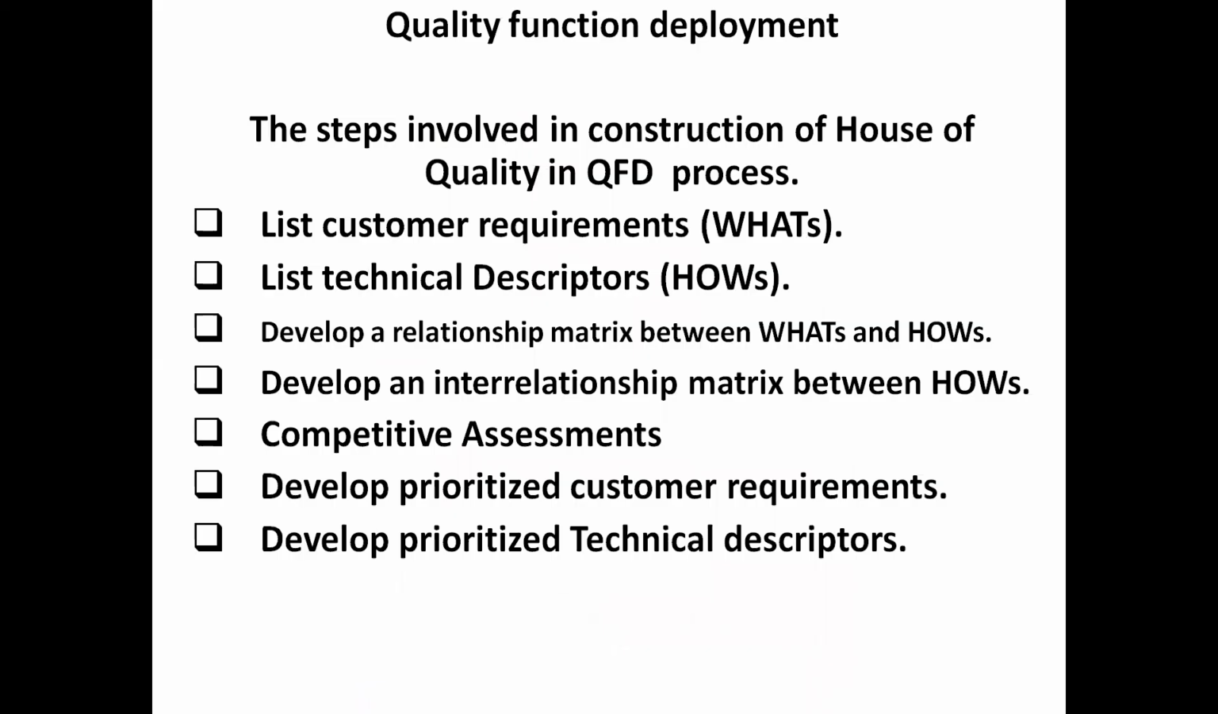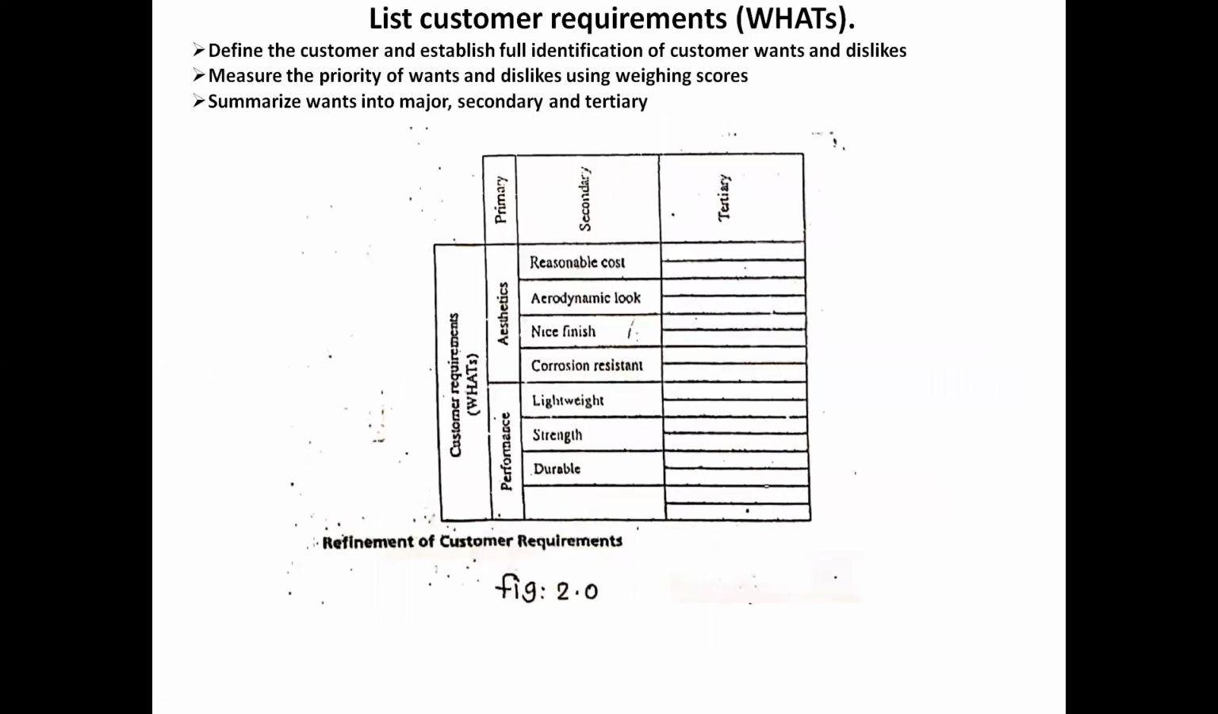There are 7 steps. 1. List customer requirements. 2. List technical descriptors. 3. Develop the relationship between what and how. 4. Develop the relationship between how and how. 5. Competitive assessment. 6. Develop prioritized customer requirements. 7. Develop prioritized technical descriptors. These are all the steps involved in the construction of the house of quality. First, we have to list out the customer requirements.